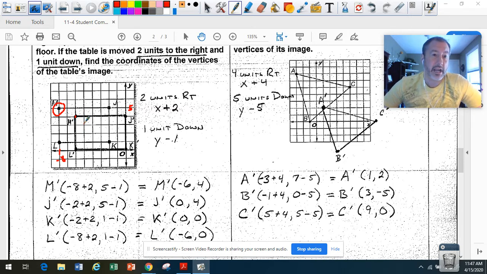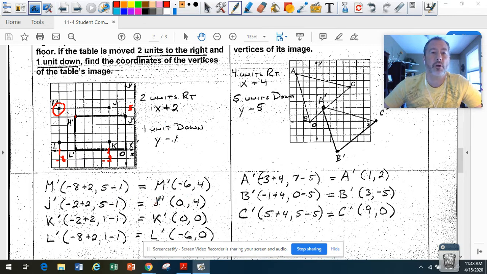Then let's look here at J. The x location of J, right down here, is at -2. So this is -2 here. Okay. And my y location is once again at 5. So once again, I have to move it right 2, down 1. So start with my x coordinate, which is -2 plus 2, gives me my new x coordinate of 0. And then take my y coordinate, which is 5, subtract 1 because we're going down 1, which gives me 4.